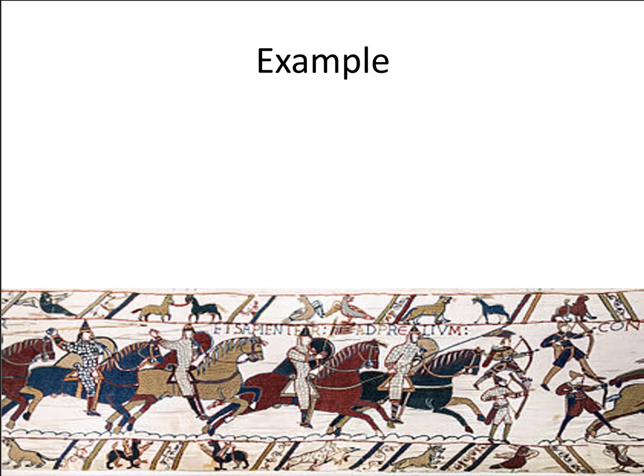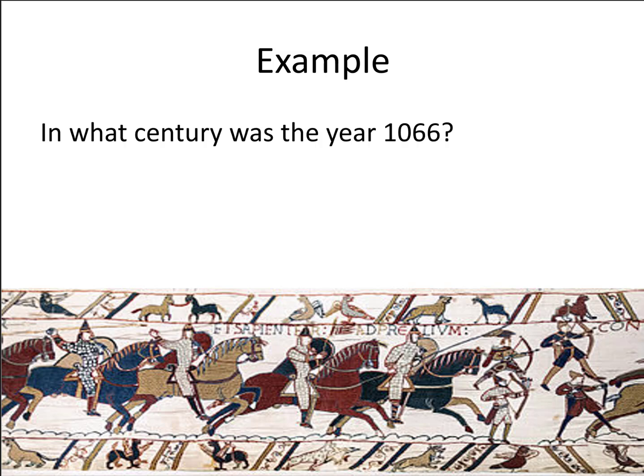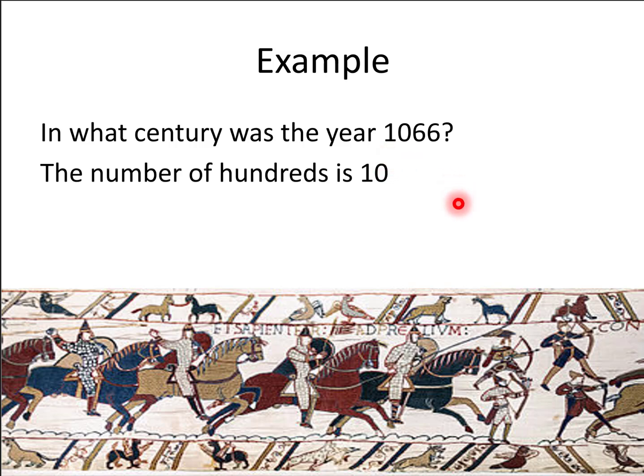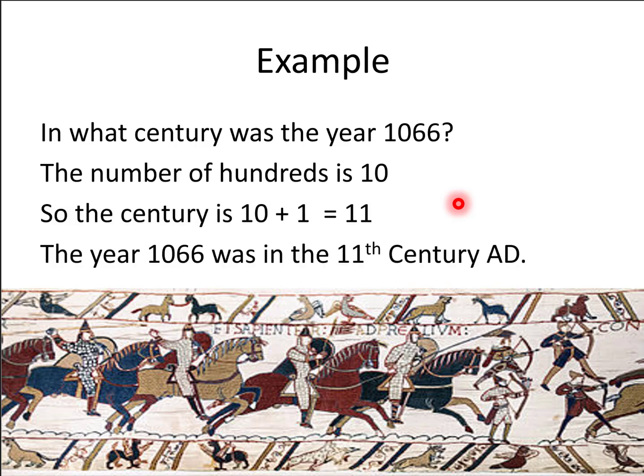Let's have a look at an example. In what century was the year 1066? The number of hundreds is 10, as you can see. So we need to add on that first century from 1 to 99 AD, which means we need to go 10 plus 1, which gives us 11. So the year 1066 was in the 11th century AD.